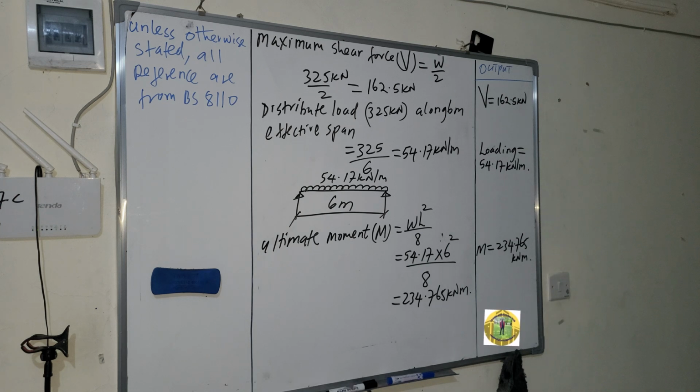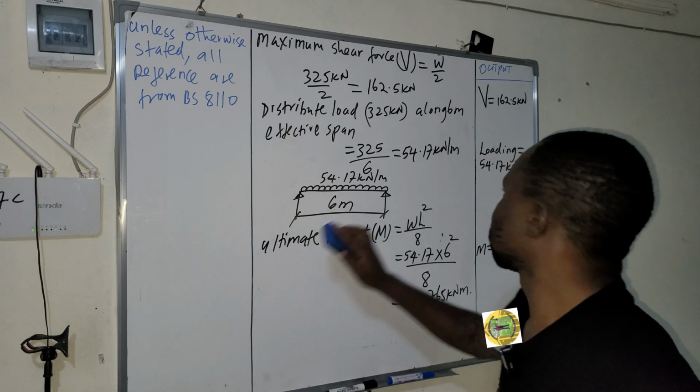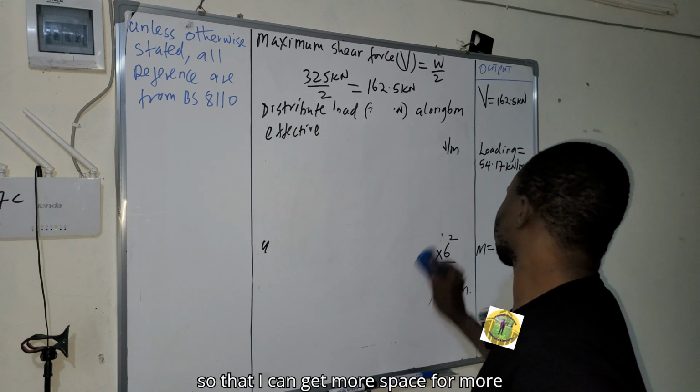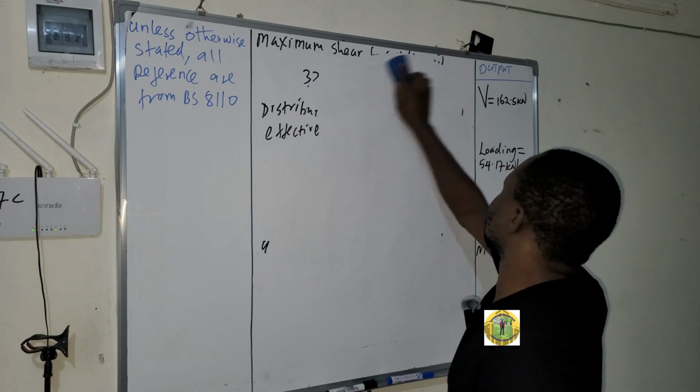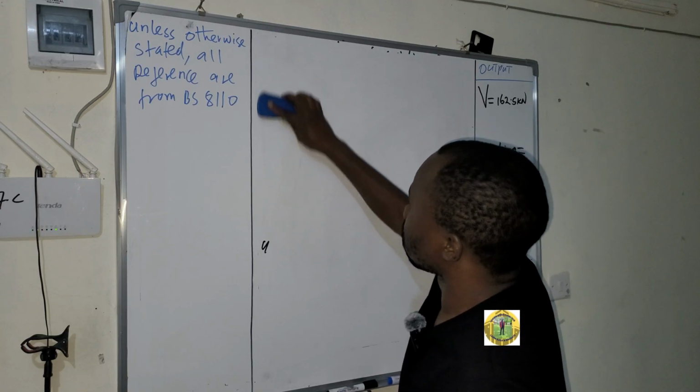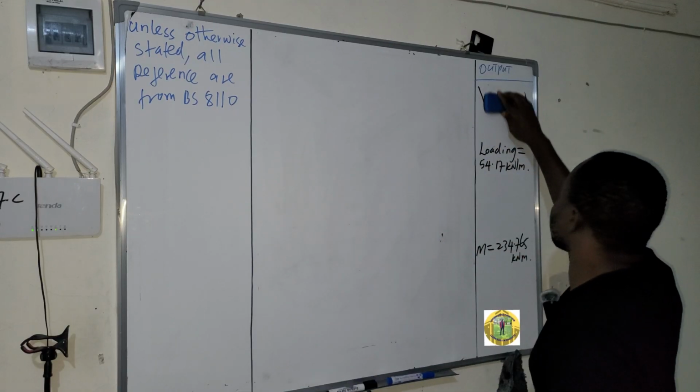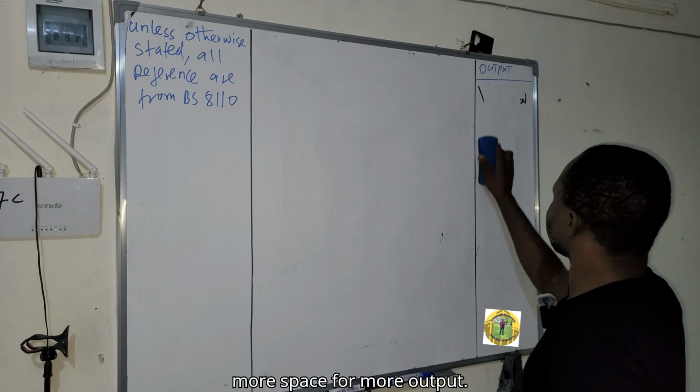After calculating our M, we now proceed to the question. The question asked us to determine the suitable dimension of the beam if grade 35 for concrete is to be used. So let's see how you want to determine the dimension of this beam. Allow me to clear here so that I can get more space for more calculation, and also here, more space for more output.